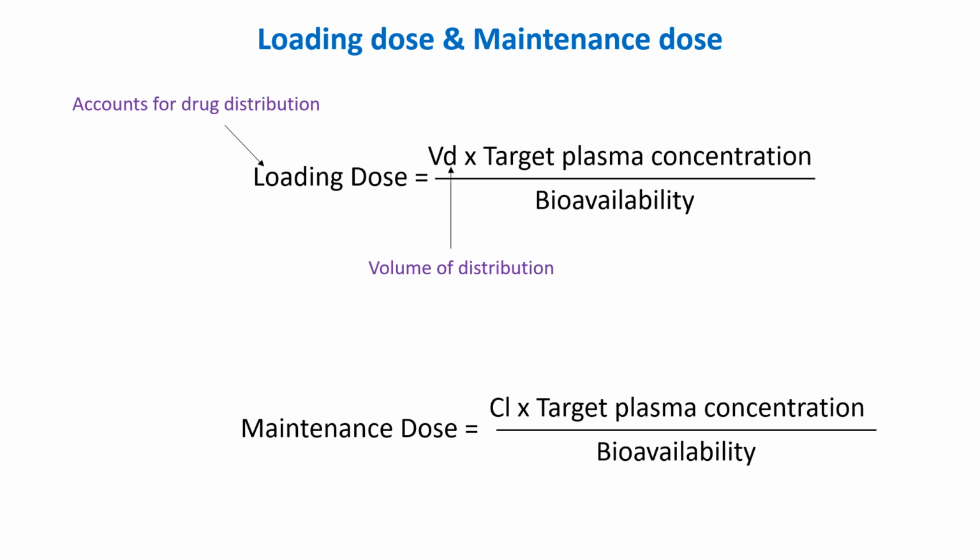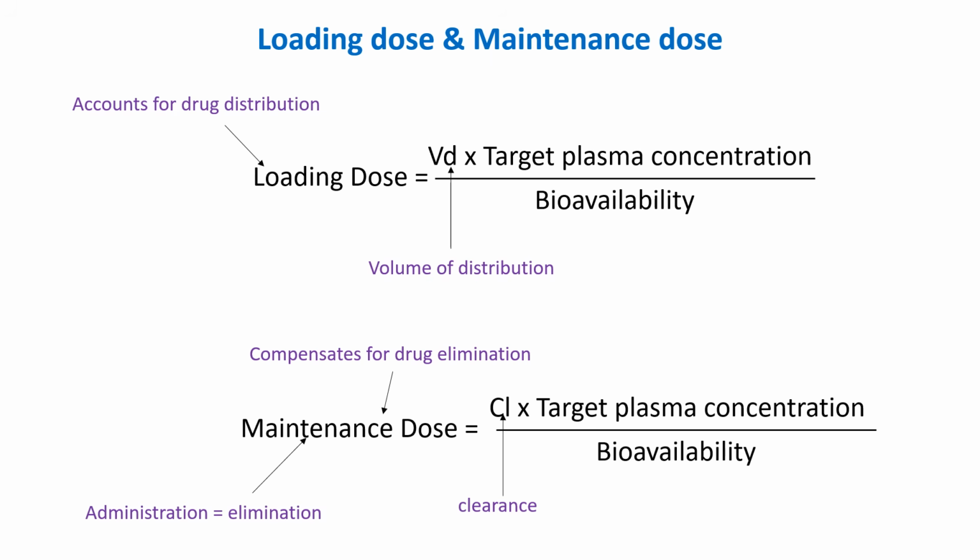The maintenance dose is intended to keep the drug concentration within the therapeutic range over time, compensating for drug that is continuously eliminated from the body. Clearance is the appropriate parameter here because it quantifies the body's ability to remove drug. To maintain a steady state concentration, the rate of drug administration must equal the rate of drug elimination. The rate of drug administration here is the maintenance dose.